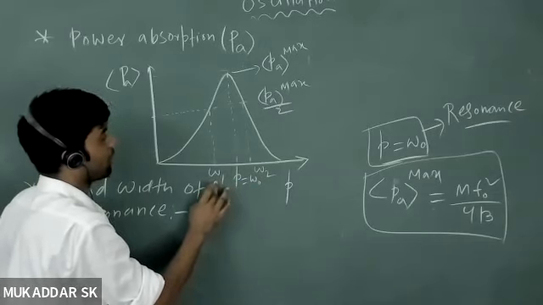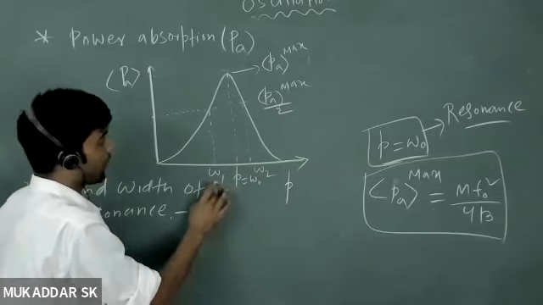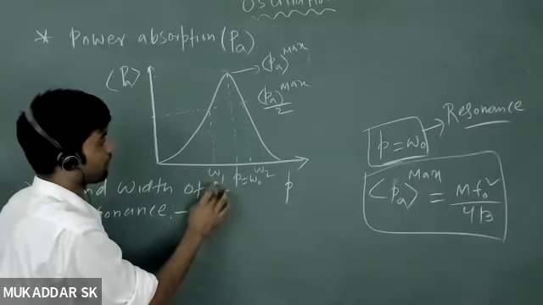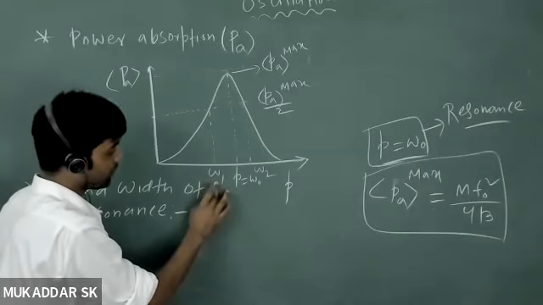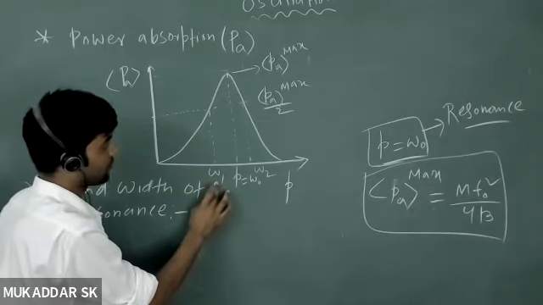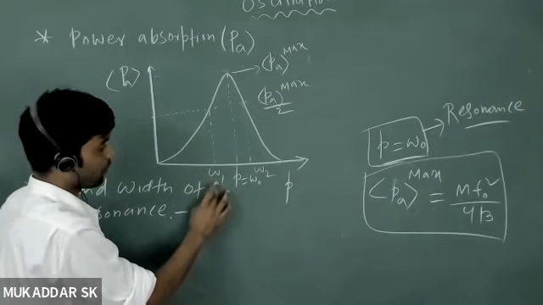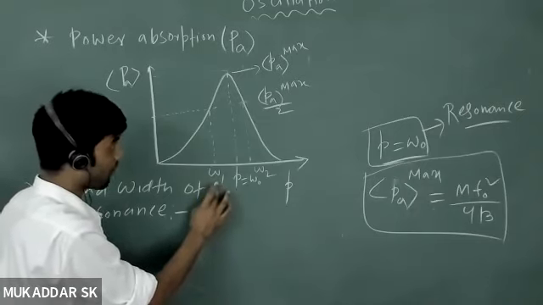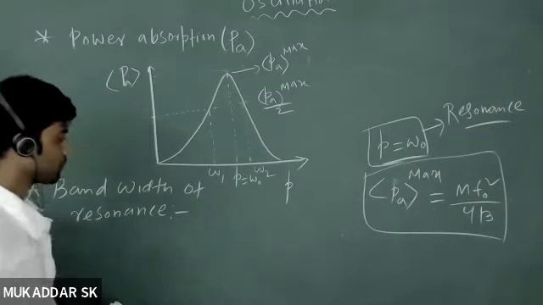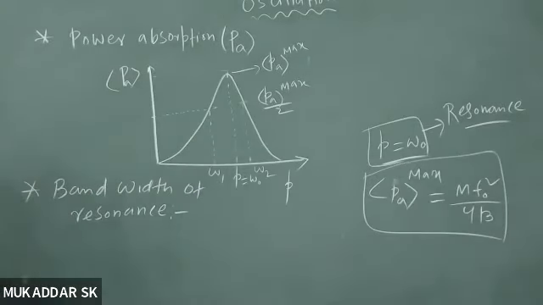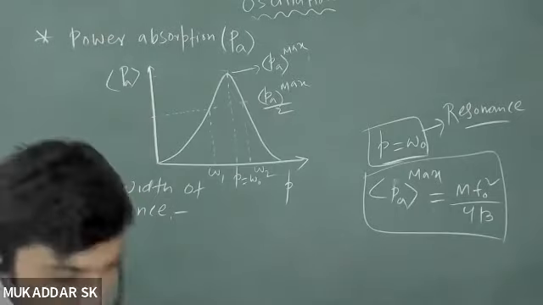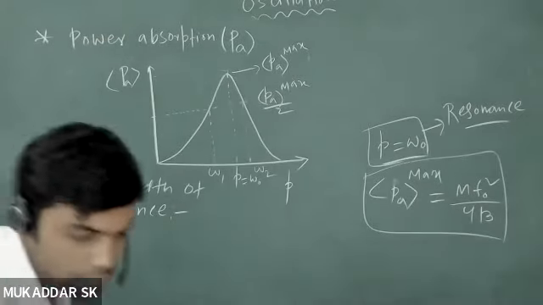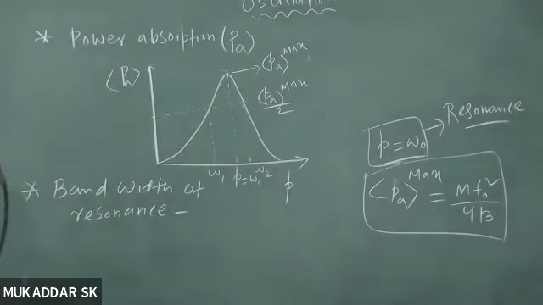So again, I'm repeating that sentence. Bandwidth of resonance is nothing but the difference in the driving frequency at which power absorption becomes half of its maximum value. Now, how will we calculate this? Are we able to calculate it?